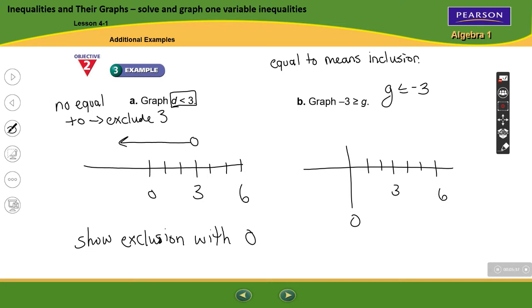And that means inclusion. And we are going to show inclusion.